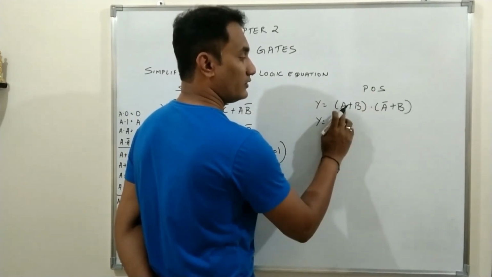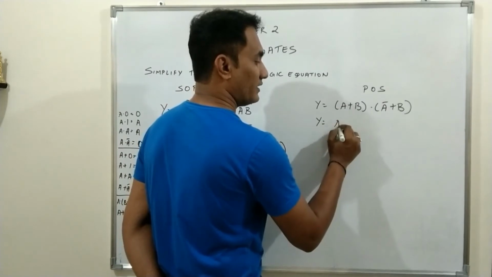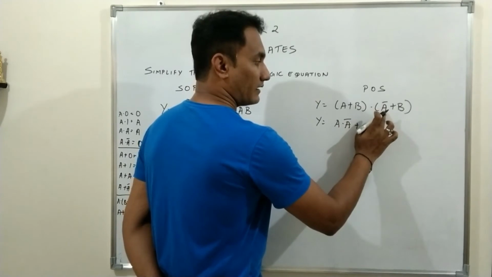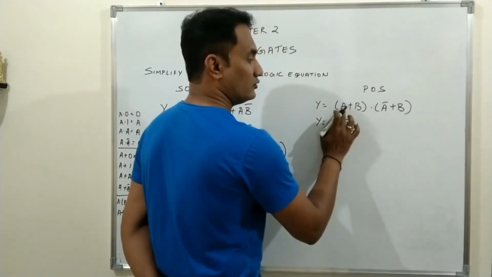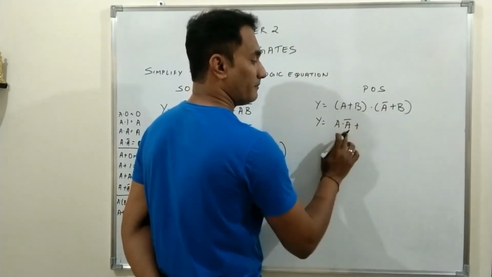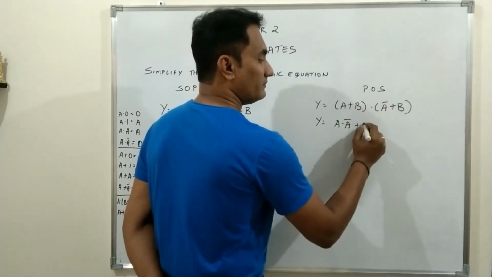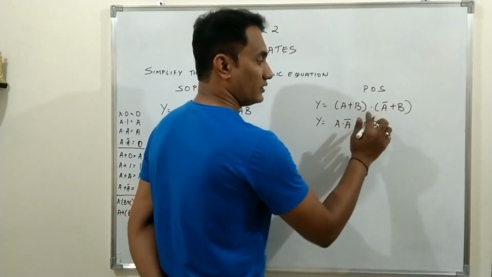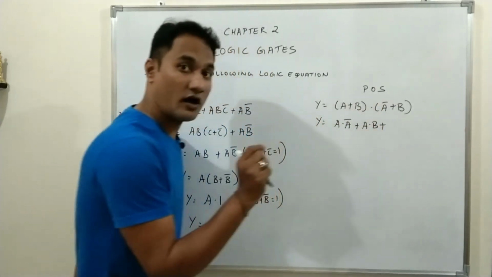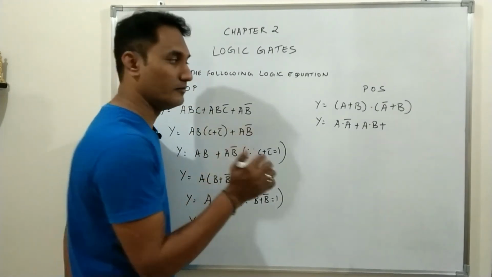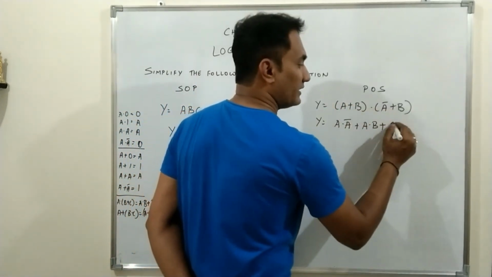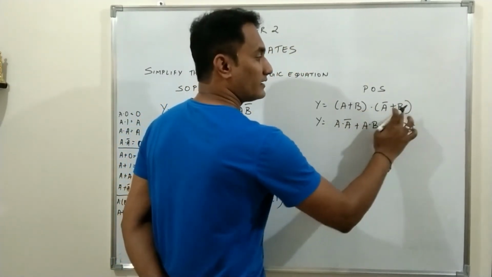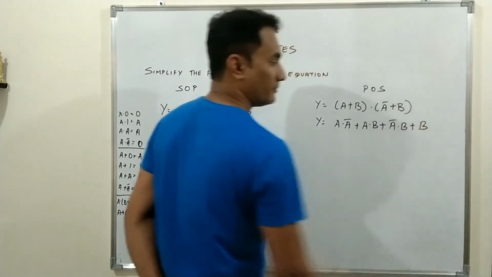When you open the bracket, how will it be? A dot A bar plus B dot A bar. I'll do it like this: A dot A bar, then A dot B, plus the next variable, B dot A bar. Using the commutative law, which allows you to change the position of the variable, B dot A bar can be written as A bar dot B, plus then B dot B.